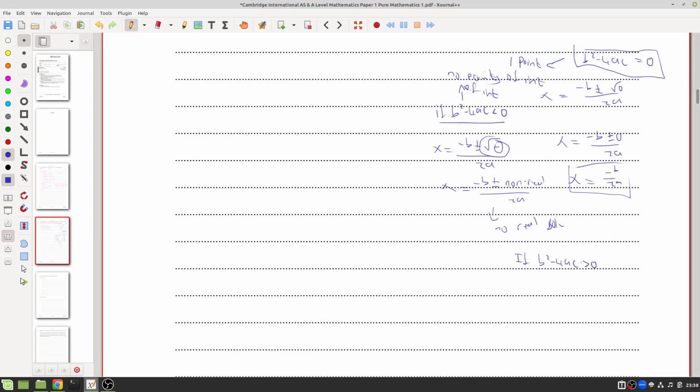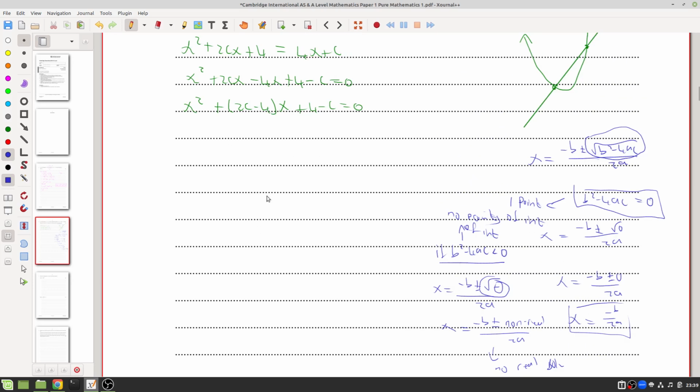Okay, so the other option, if b squared minus 4ac is bigger than 0, then what happens? We've got negative b plus or minus the square root of some positive value over 2a. So that'll give us x equals negative b plus something. But let's say the square root of this positive value is some value k over 2a, or negative b minus some value over 2a. So we get two distinct values, right? Negative b plus something, negative b minus something over 2a. That's two distinct values. That'll give us two distinct values.